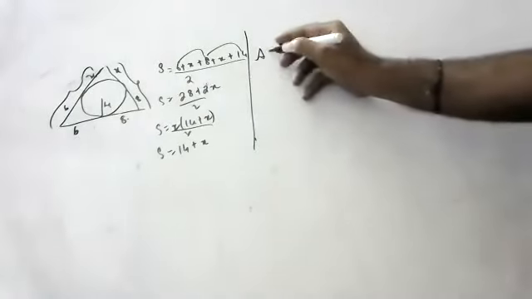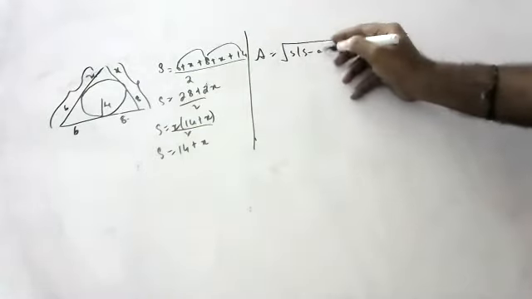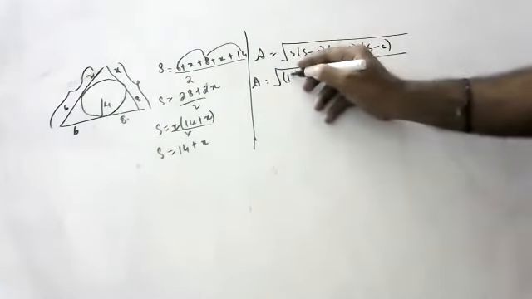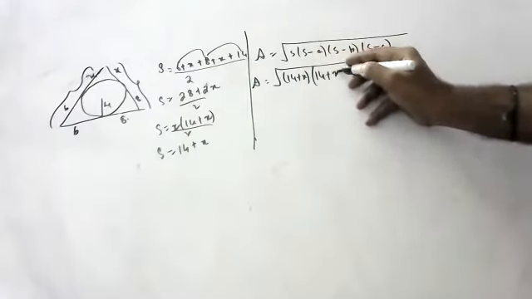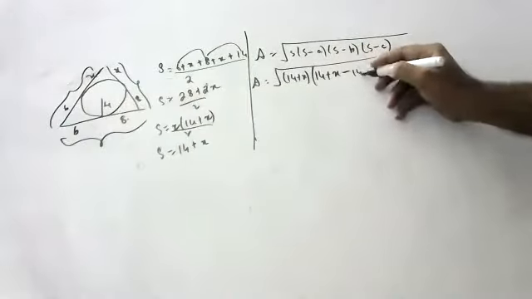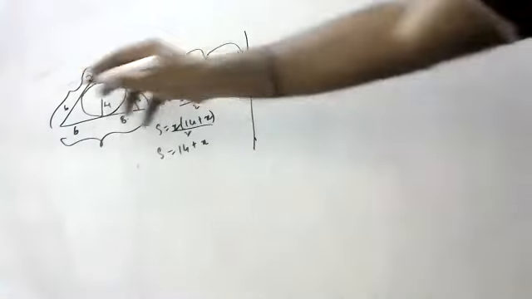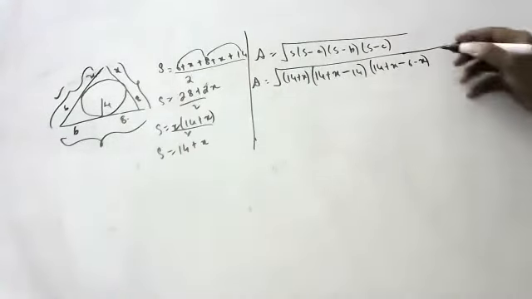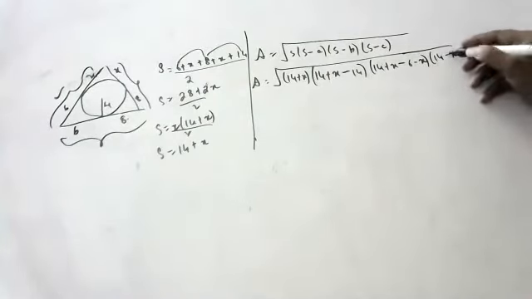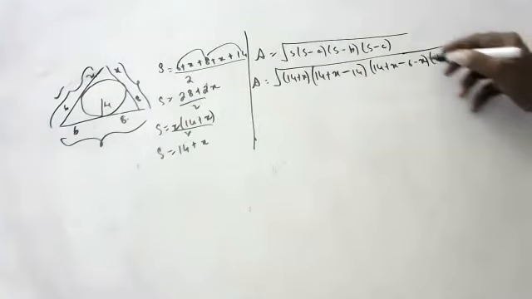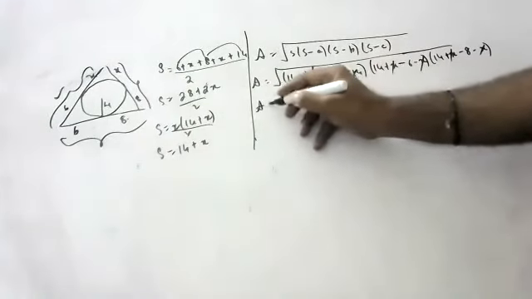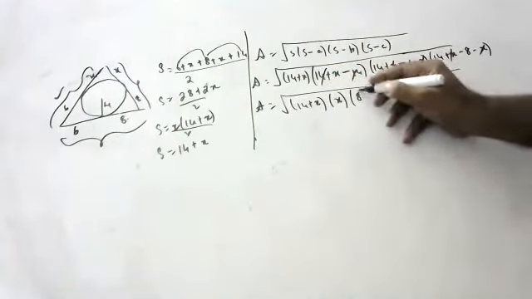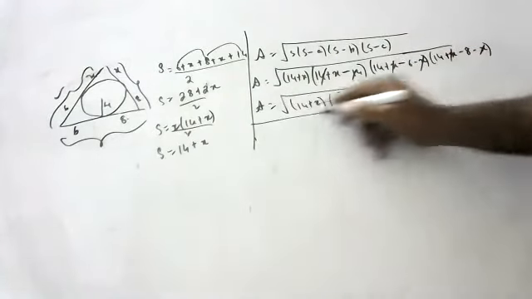Now, children, what is the area of the triangle? Root of s into (s minus a) into (s minus b) into (s minus c). So area is equal to root of (14 plus x) into (14 plus x minus 14) into (14 plus x minus 8 minus x) into (14 plus x minus 6 minus x). Be careful here, children. The plus x and minus x cancel, and the 14 minus 14 is gone. Area is equal to root of (14 plus x) into 8 into 6. This is the area of the triangle in one step.